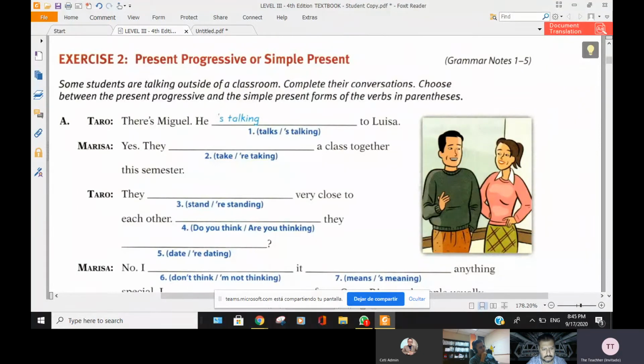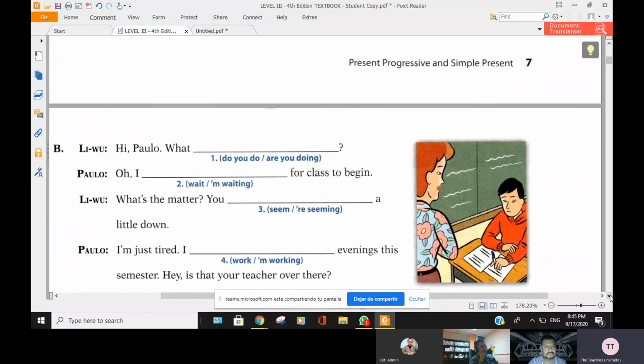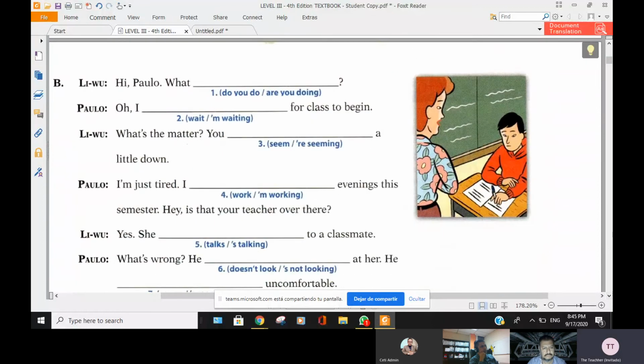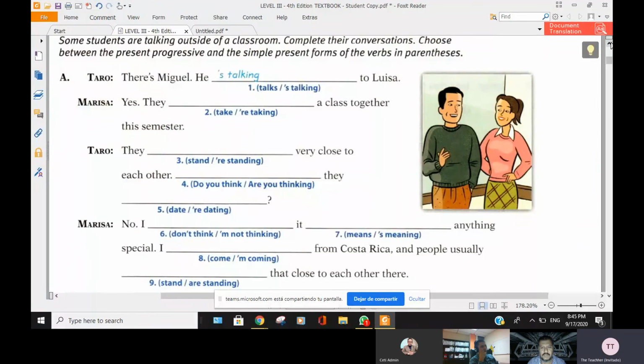So let's practice before we run out of time, conjugating here in an article. Let's say one person is Taro and another person is Marissa. Who wants to start first? Who wants to be Marissa?